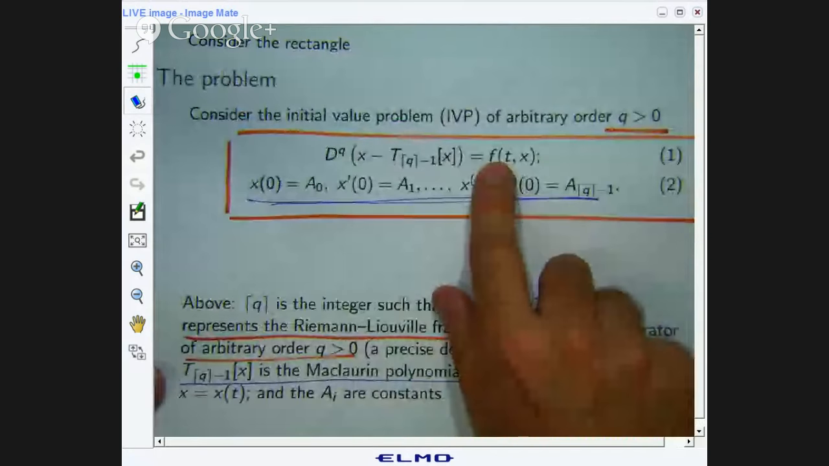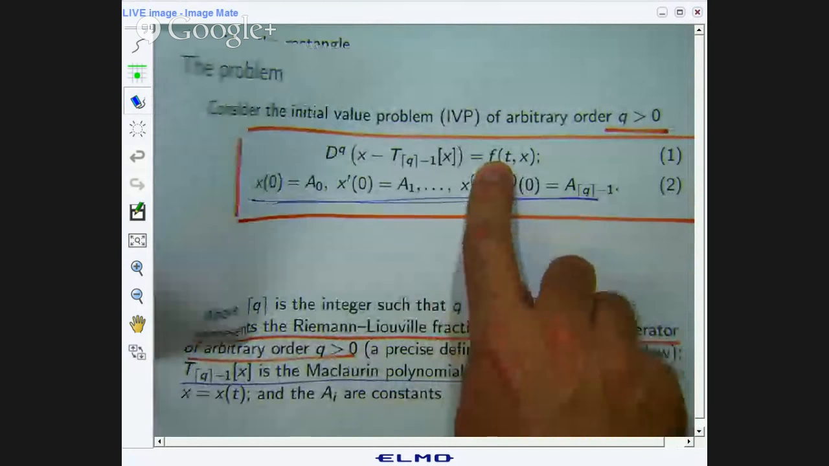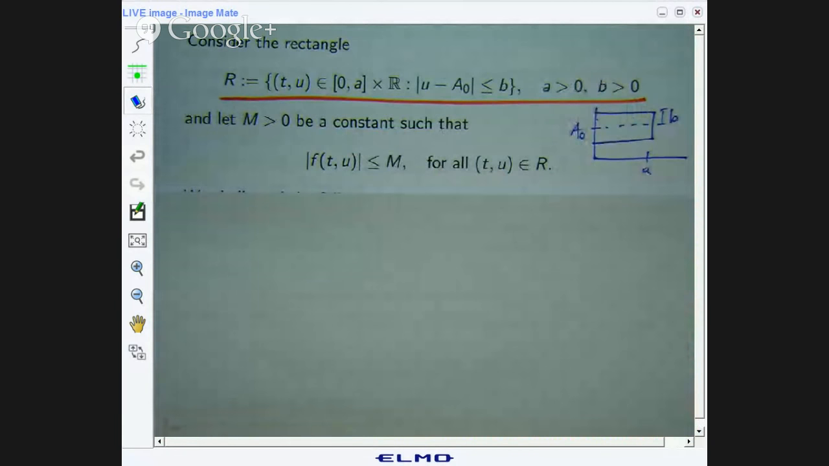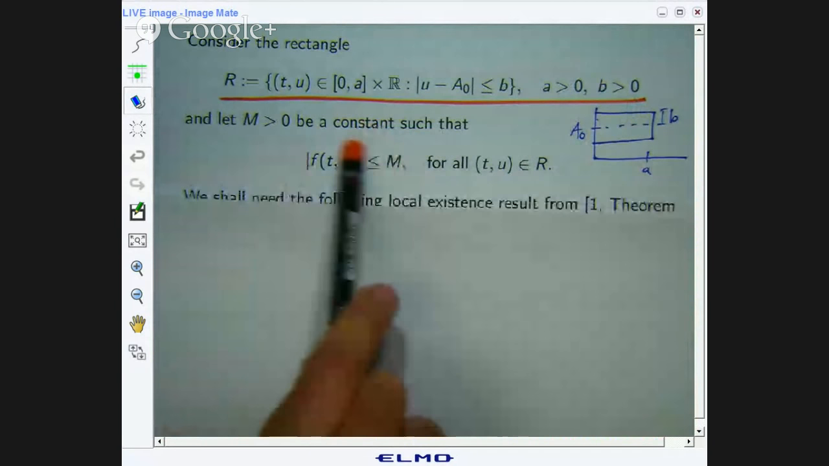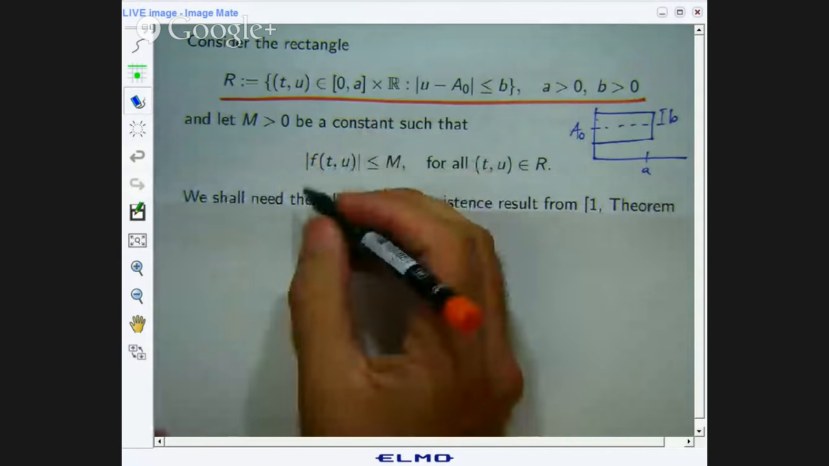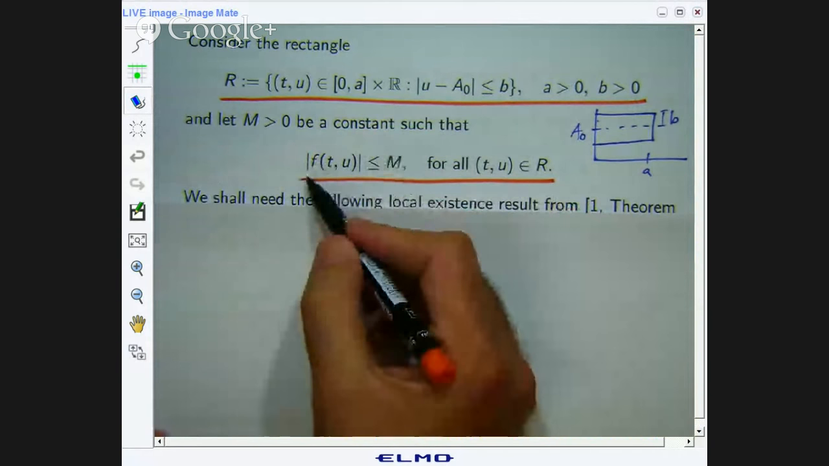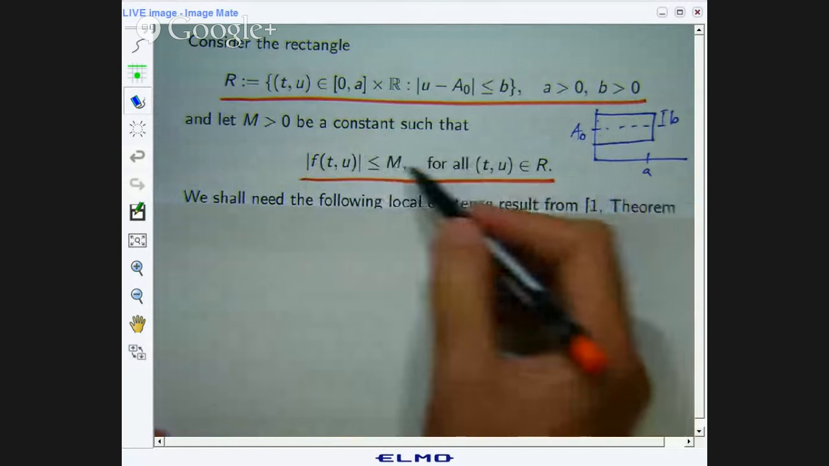And we're going to make the assumption that F is going to be a continuous function. Because this is a compact set, we know that F is bounded on that set. So M, this M is going to be the number, which we know exists, such that F is bounded on that rectangle by this M.